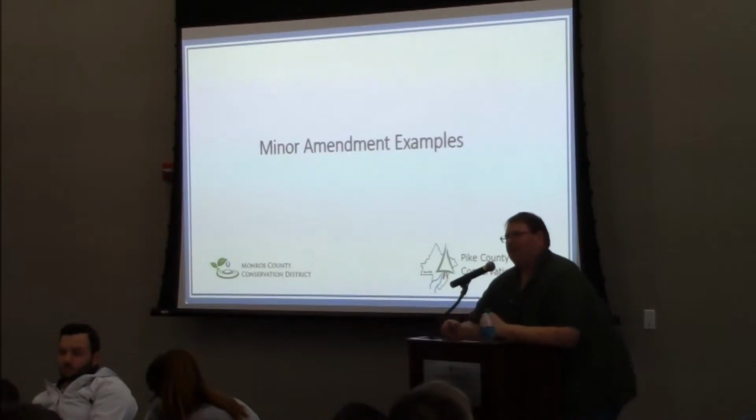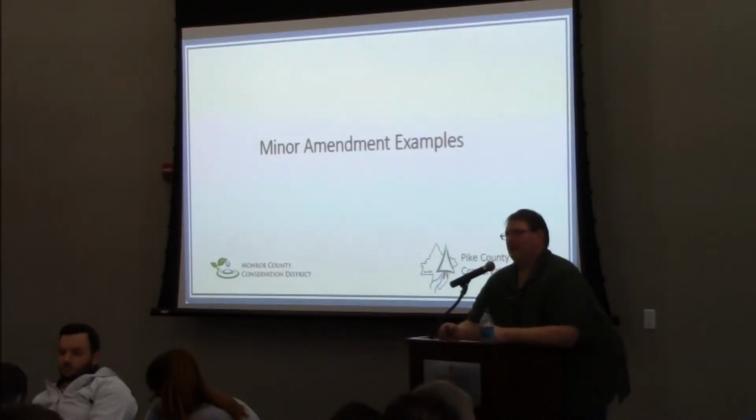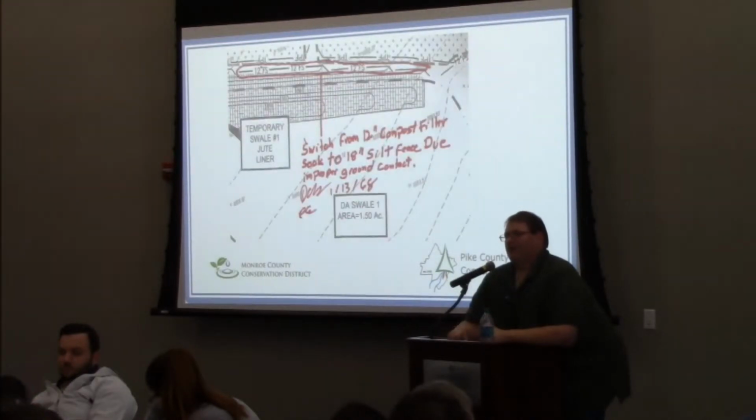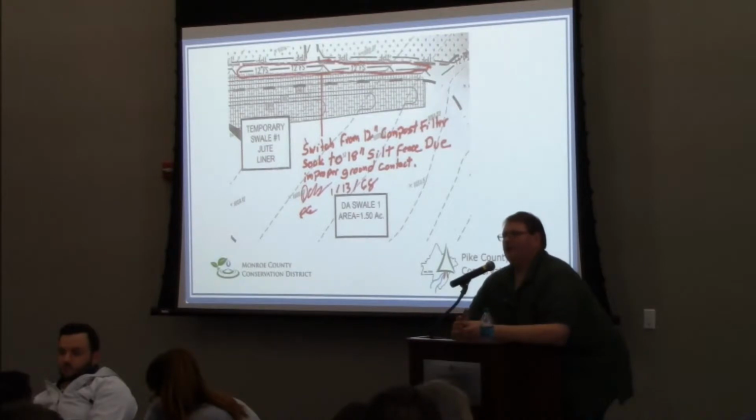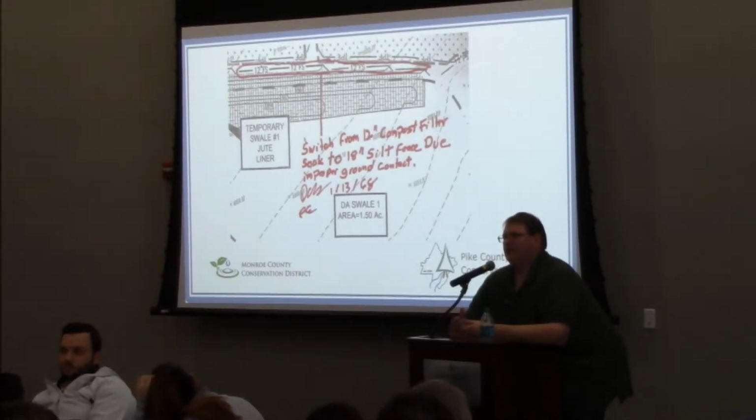So here's some examples. Again, it's not an all-inclusive list. If I were to do that, you guys would be bored and we'd be here most of the day. So this has a caveat, and we'll see who can pick up on the caveat. So we want to switch from a 12-inch compost filter sock to an 18-inch silt fence due to improper ground contact. Under what situation would that be a minor amendment?